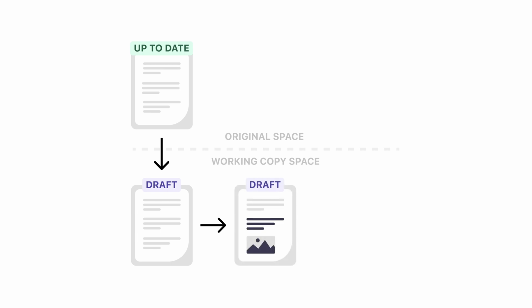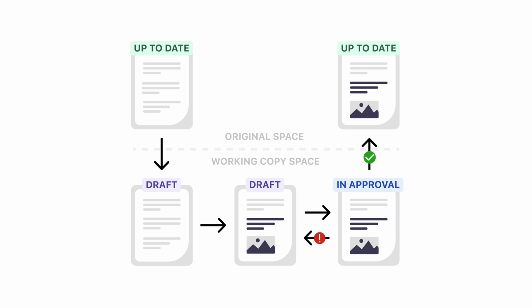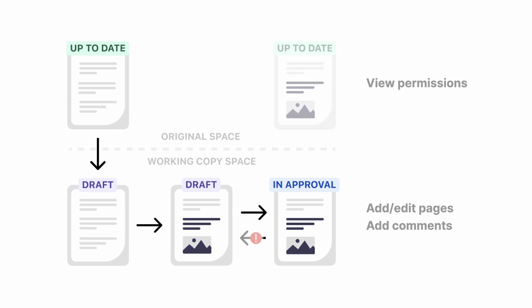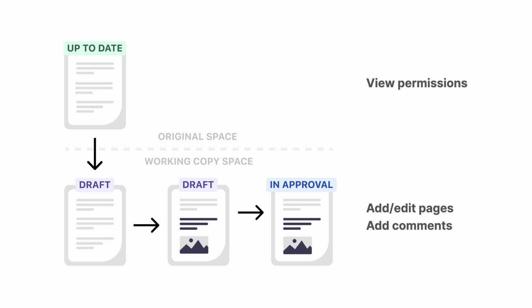Once the content of the working copy has been updated, the user can start an approval request. If the request is accepted, Breeze will automatically merge the changes into the original page. After that, the working copy is archived automatically. User permissions for this workflow can be fully customized using Confluence's space settings.